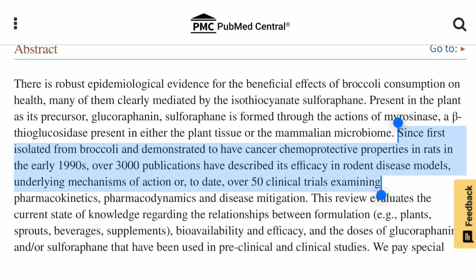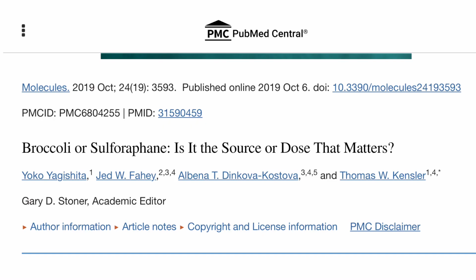To date, there have been more than 3,000 publications on the efficacy of sulforaphane in rodent models of disease, and more than 50 clinical trials investigating pharmacokinetics, pharmacodynamics, and disease mitigation. A review of clinical trials published in 2019 includes a large amount of data on the high efficacy of broccoli sulforaphane in a wide variety of diseases.